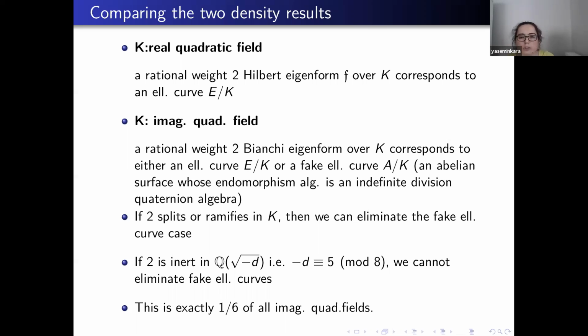So that is why there is a difference in the density theorems, even though we assume Eichler-Shimura. Any questions? Okay.